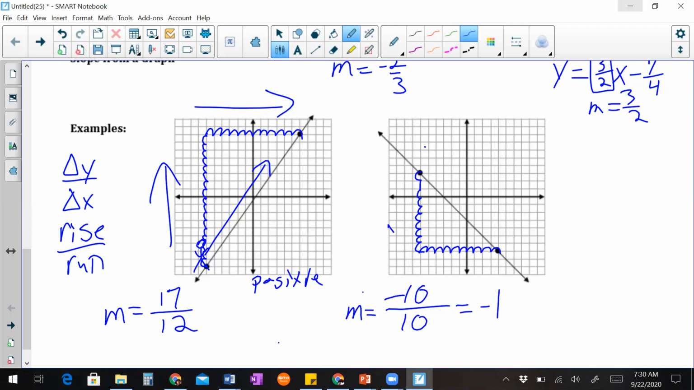If I put a man here at my leftmost point and he wants to walk to the rightmost point, well, he's walking downhill. This is going to be a negative slope. Make sure that your signs on your negative, that your signs agree.